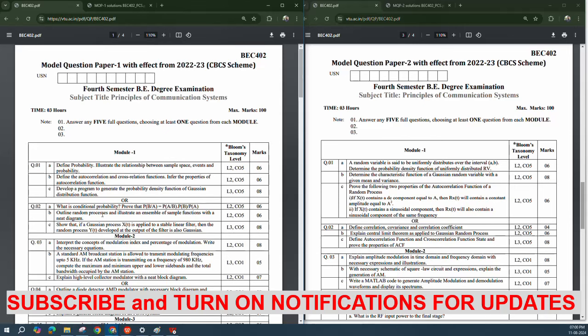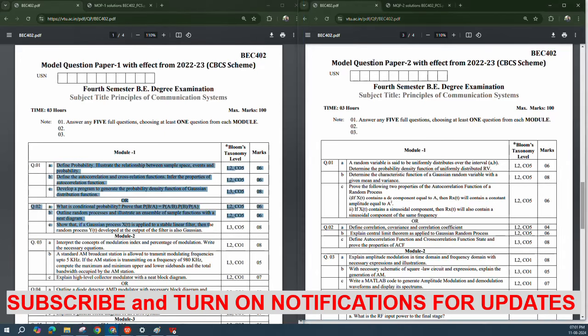And then outline random process and illustrate an ensemble of sample functions with a neat diagram. And show that if a Gaussian process X(t) is applied to a stable linear filter, then the random process Y(t) developed at the output of the filter is also Gaussian. So these are the questions from model paper 1 for module 1.